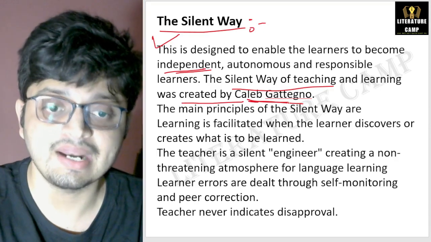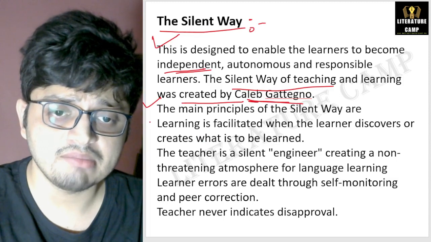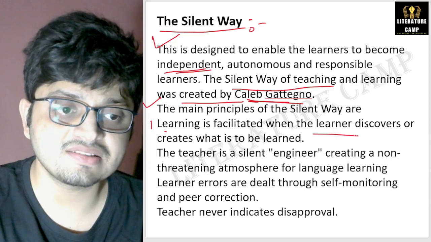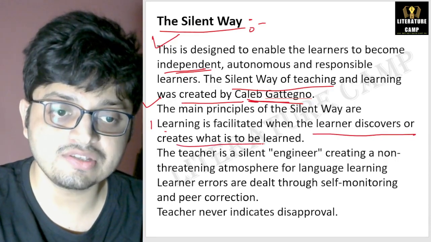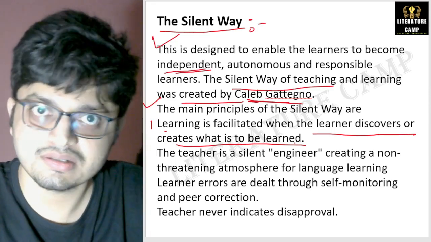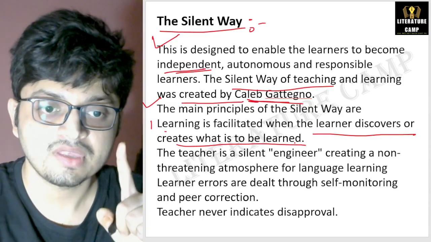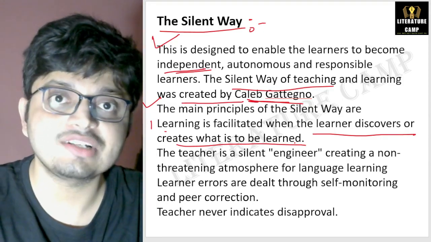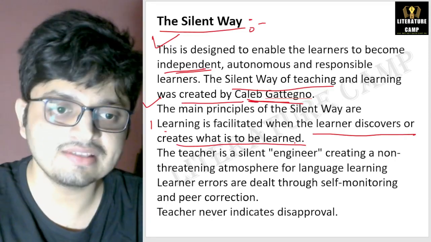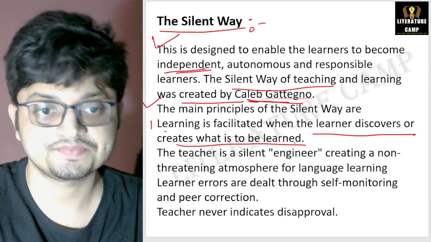That is Caleb Gattegno. The main principles of the silent way are: number one, learning is facilitated when the learner discovers or creates what is to be learned. So it is not the teacher who will decide what is to be learned. It is the students, the learners, who will decide the topic of discussion. That is very good, right?